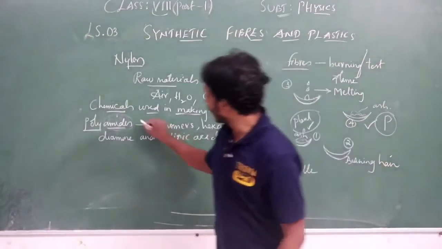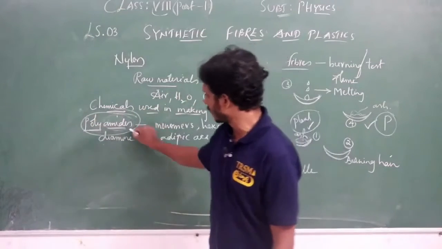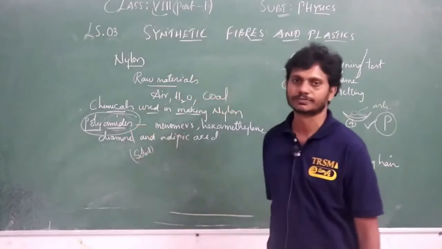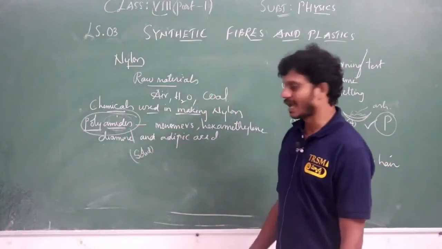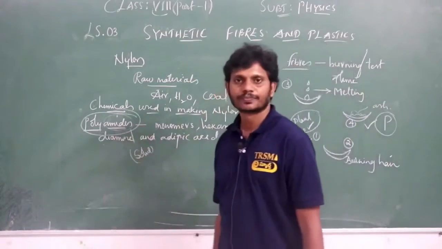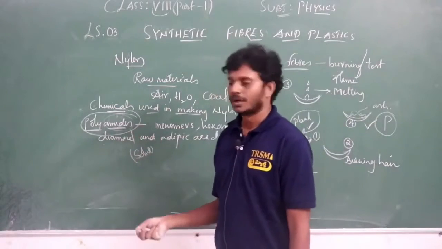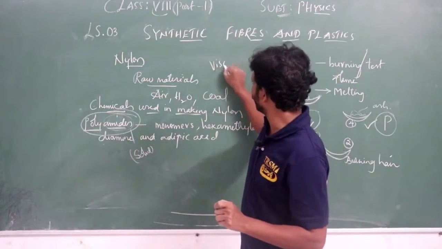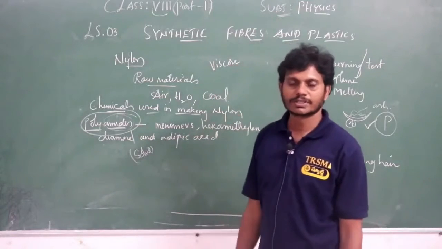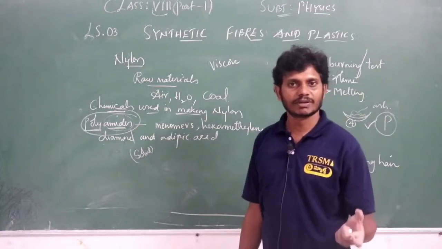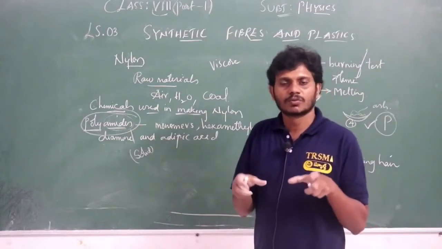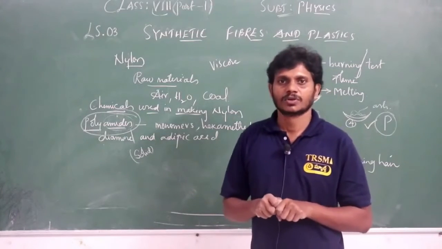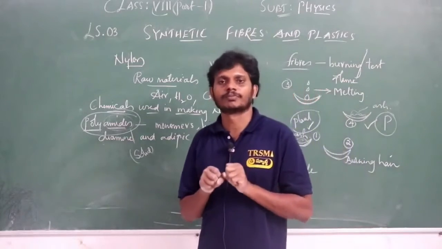This polyamide is in solid form. Its physical state is solid. This solid polyamide is heated up. When it is heated, it turns into a viscous state. Viscous, which is not completely liquid and not completely solid, which is in a medium state, in fluid form.